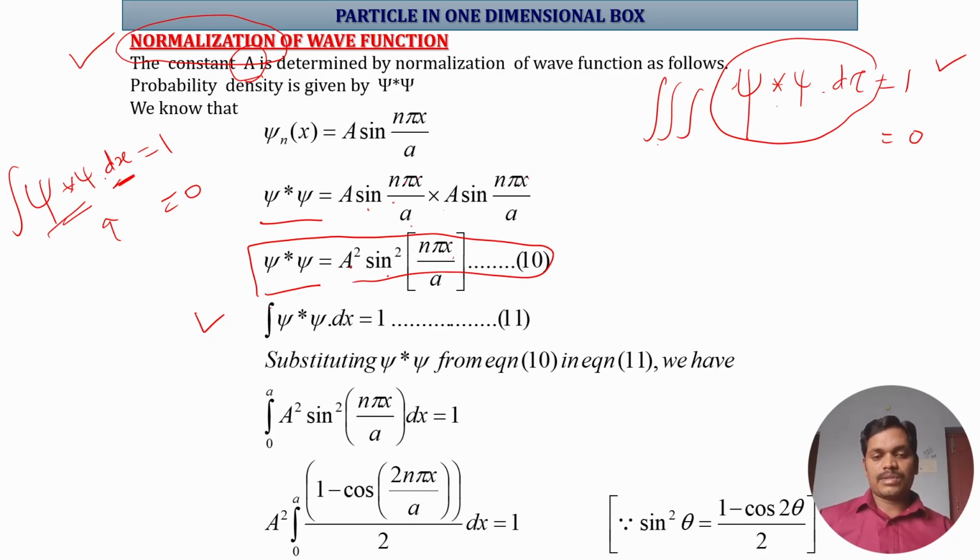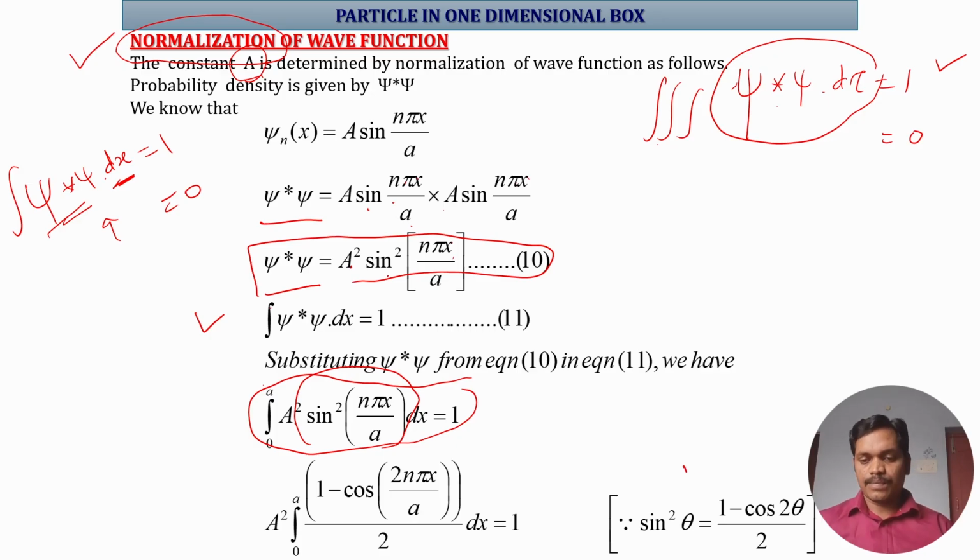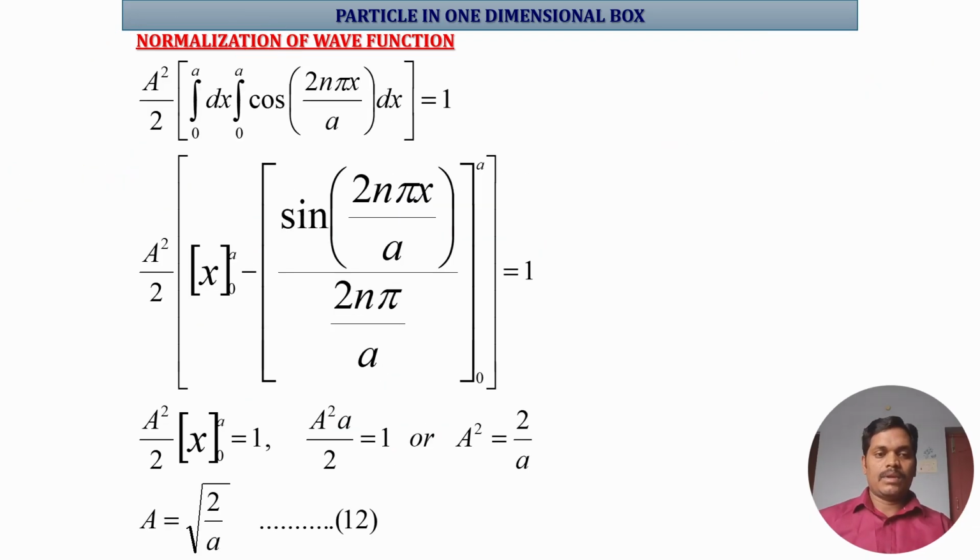So substituting this ψ*ψ value here, integral 0 to a of A² sin²(nπx/a) dx is equal to 1. Here we know sin²θ, so we can introduce the formula: sin²θ is (1 minus cos 2θ) by 2. So you can take out A², integral 0 to a, and instead of sin²θ, you can write (1 minus cos 2θ) by 2. That's what we have written, (1 minus cos(2nπx/a)) by 2 into dx, which is equal to 1. So still we are simplifying this.